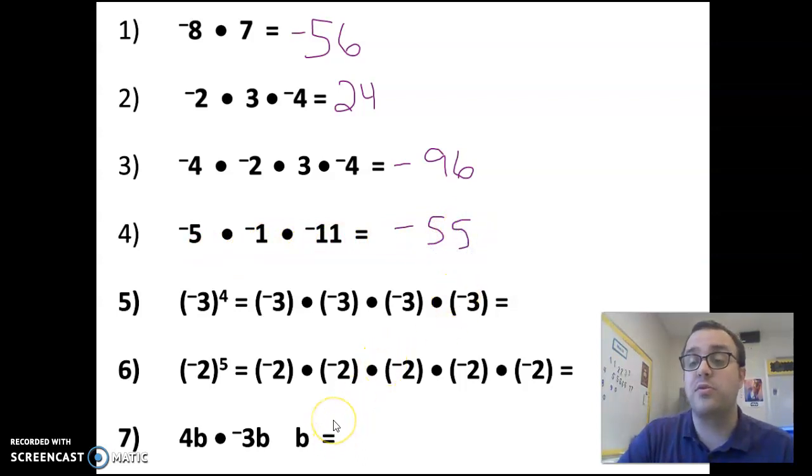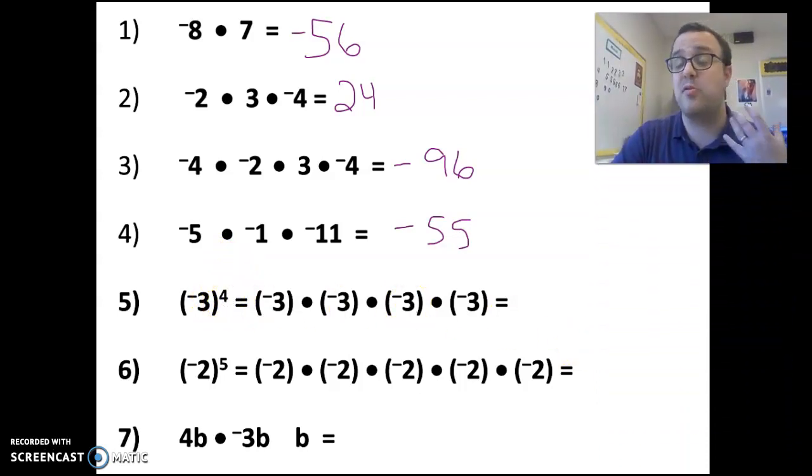This also works when we're talking about exponents. Remember, exponents show repeated multiplication. So when I see negative 3 to the 4th, what I'm really saying is, hey, take negative 3 and multiply by itself 4 times. Well, even exponents, as you may know from the past, will give you positive answers, right? When we square something, it's always positive.